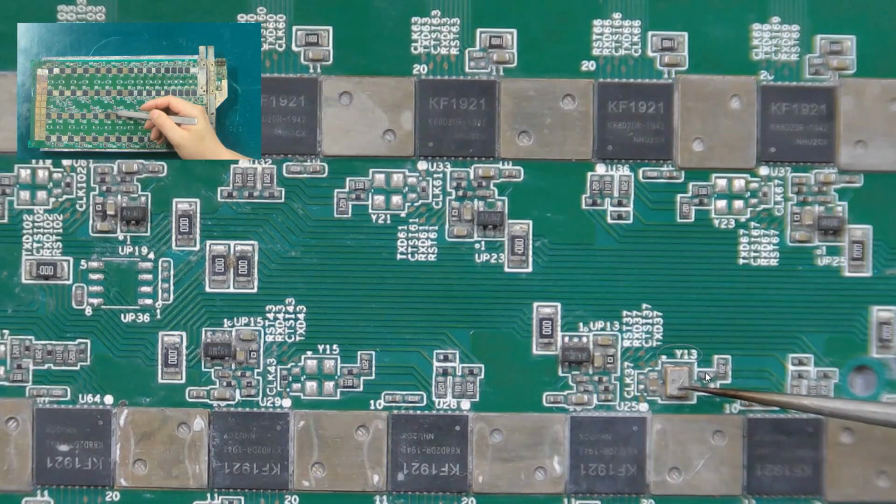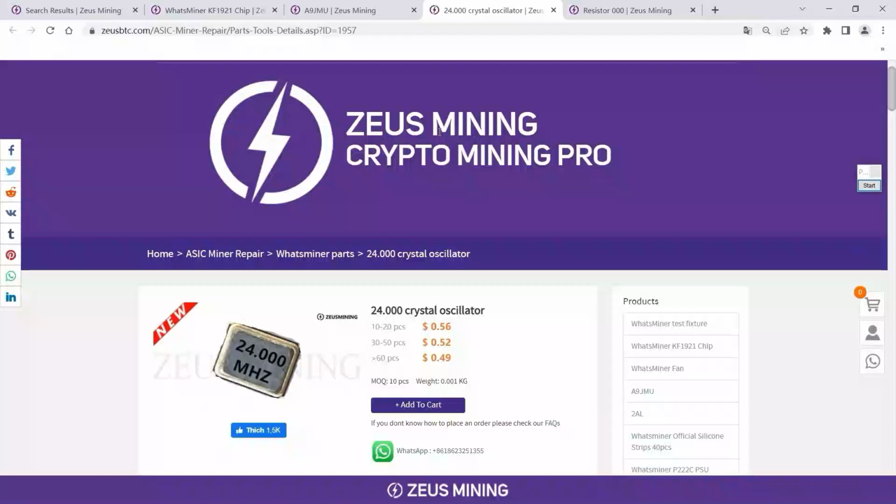The last chip is the clock crystal oscillator. If it is damaged, the CLK signal of this hash board will be abnormal.